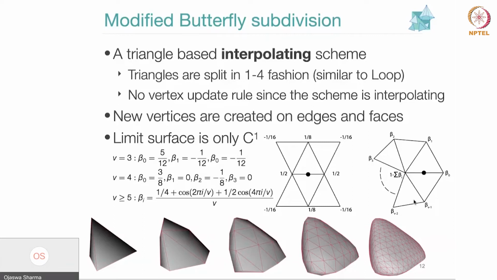Right, so the triangles are split in a 1 to 4 fashion. That is, one triangle is split into 4 triangles, similar to the loop subdivision scheme, or as a matter of fact, any triangle being split by edges. And there is no vertex update rule since it's an interpolating scheme. So the old vertices stay where they are, and that's why it's an interpolating scheme. Only the new vertices are created.